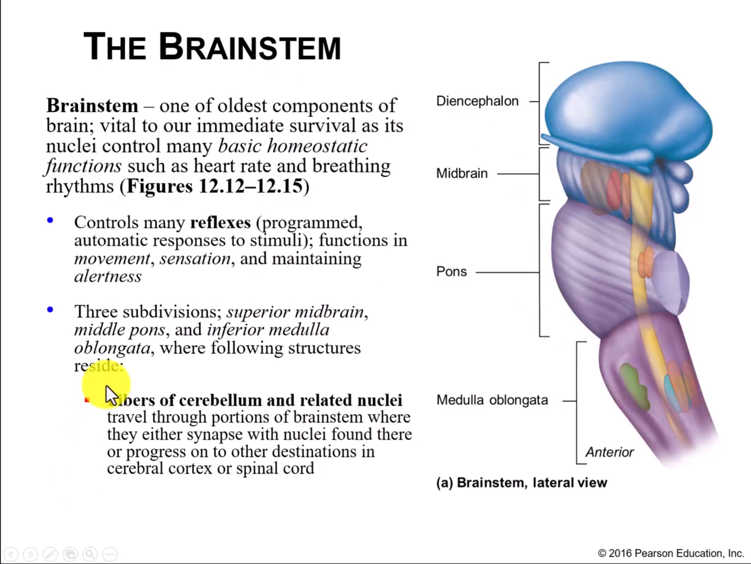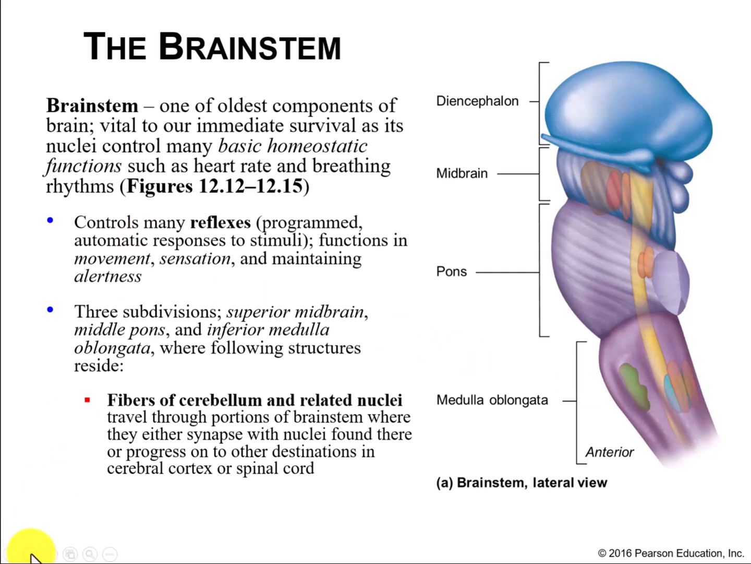All right, now last but not least is our brainstem. The brainstem is the oldest component of the brain. Many animals have the same brainstem or the same functions within the brainstem. The brainstem is divided into the midbrain, the pons, and the medulla oblongata.